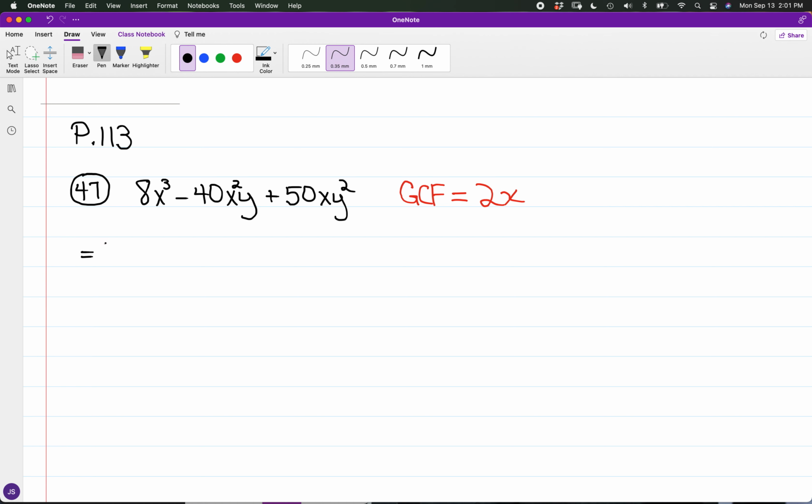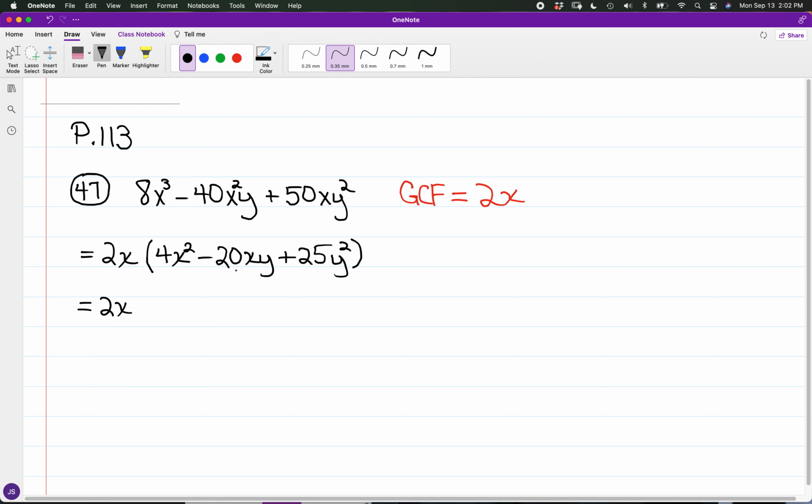Factoring out 2x, we now have the expression as the product of 2x and 4x squared, and 2x into negative 40x squared y is going to be negative 20xy, and 2x into 50xy squared is going to be 25y squared. So we are at this stage, with the greatest common factor at 2x.